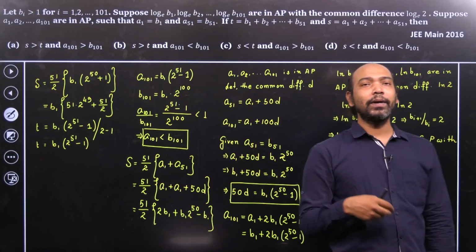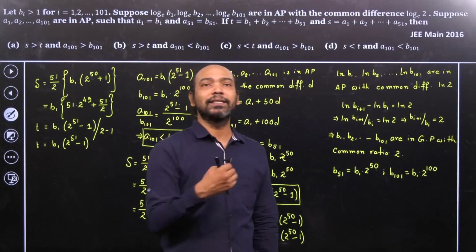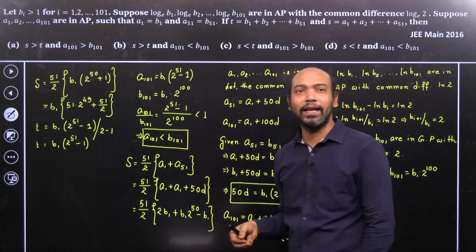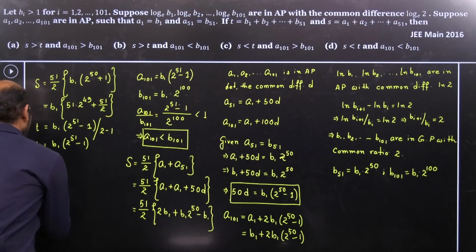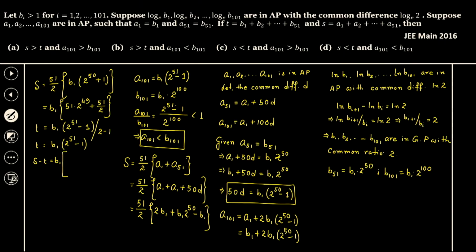Now we need to calculate the difference S minus T, because then we can easily understand which is greater and which is less. Yes, we could go for the ratio as we did here, but here it is easier to calculate using S minus T. So let's take S minus T. See that B1 is taken common. So we'll have 51 into 2 to the power 49 plus 51 divided by 2 minus 2 to the power 51 plus 1. So if I calculate that, we'll see B1 multiplied by 2 to the power 51.